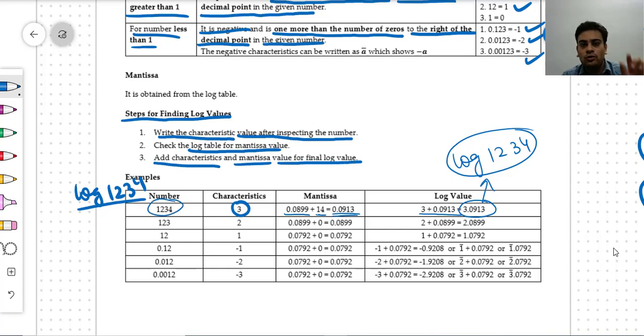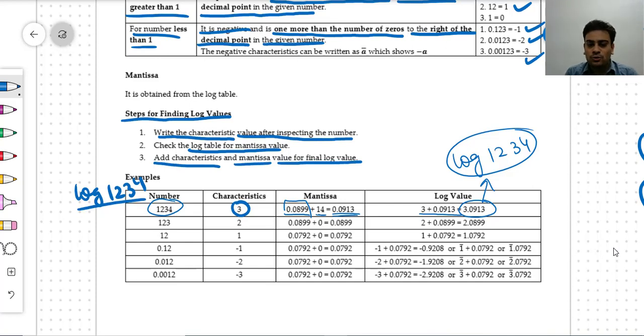For the first 2 digits we look at the first column, the initial column, and then for the third digit we look at the first row. The corresponding number gives us the value for the first 3 digits, and for the fourth digit we look at the mean difference, and the mean difference is always added in the last 2 digits of this first value. Is this clear? After that you need to add your characteristic and Mantisa, and that will give you the final log value, right? So this is basically my process for finding the log values from the table.